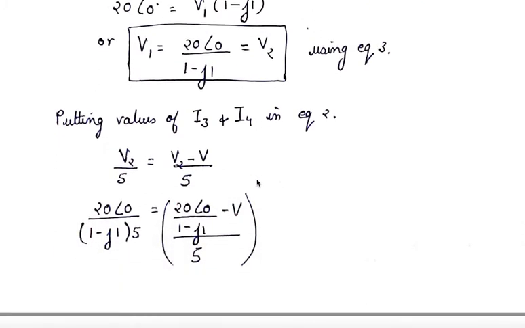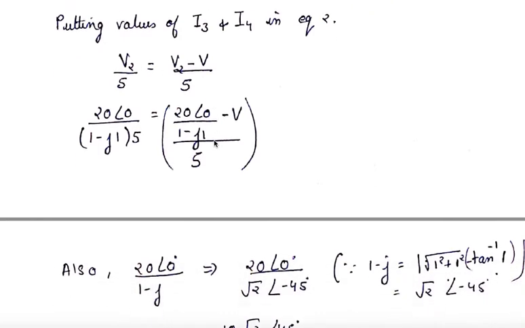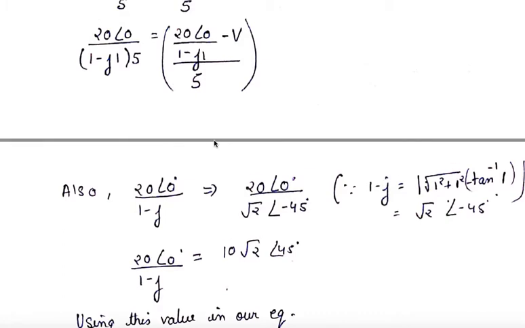Now putting values of I3 and I4 in equation 2, that is I3 equals minus of I4, we get our values as 20 angle 0 degree over 1 minus j, because we have put the value of V2 here. Now one more thing we can do is, it is in phasor form right now, we can solve it and make it in normal form. So 20 angle 0 degree is 20 angle 0 degree. This is our complex form. So how to solve our complex form in magnitude and phase? We can write it separately.